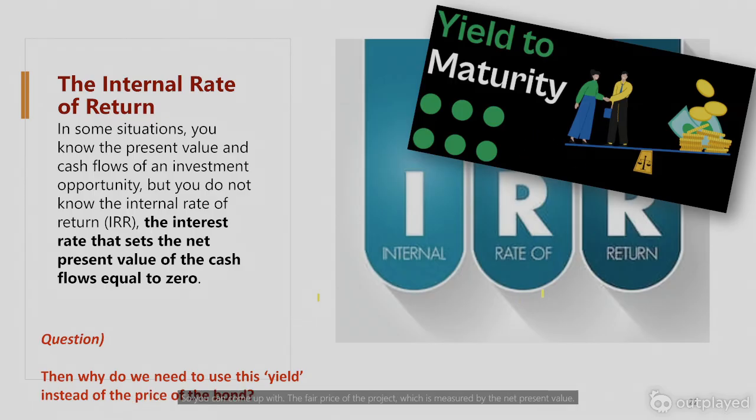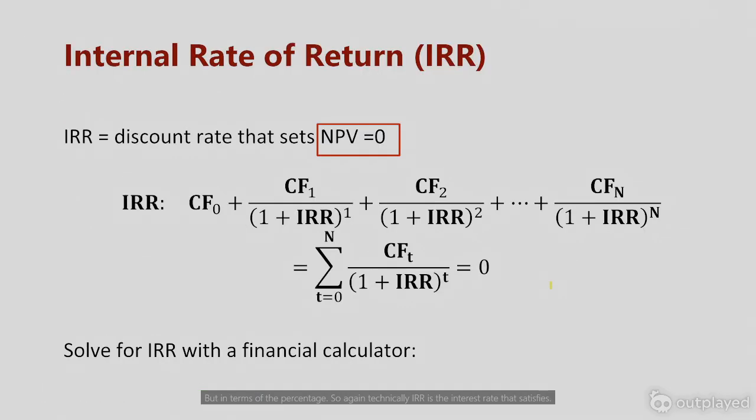So you can come up with the fair price of the project, which is measured by the net present value, right? But if you really wonder how much profit in percentage you can expect from a project, then IRR is something you want to go for, all right? So again, IRR is the same thing as NPV, but in terms of the percentage. Technically, IRR is the interest rate that satisfies net present value equal to zero, correct?